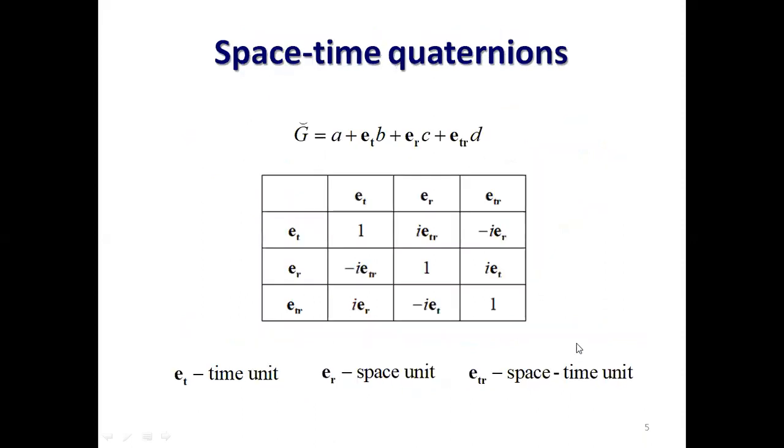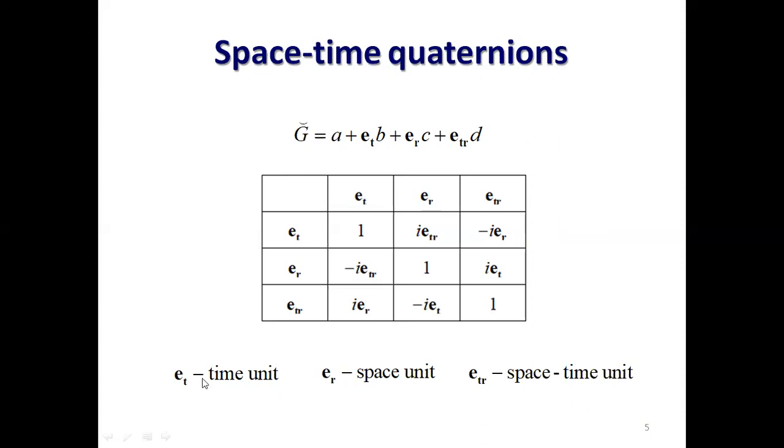So, space-time quaternions. Space-time quaternions consist of 4 components: a scalar part and the so-called space-time part. The basis elements ET, ER, and ETR have the same rules of multiplication and commutation as the basis elements of Macfarlane quaternions. But these elements have absolutely different properties.